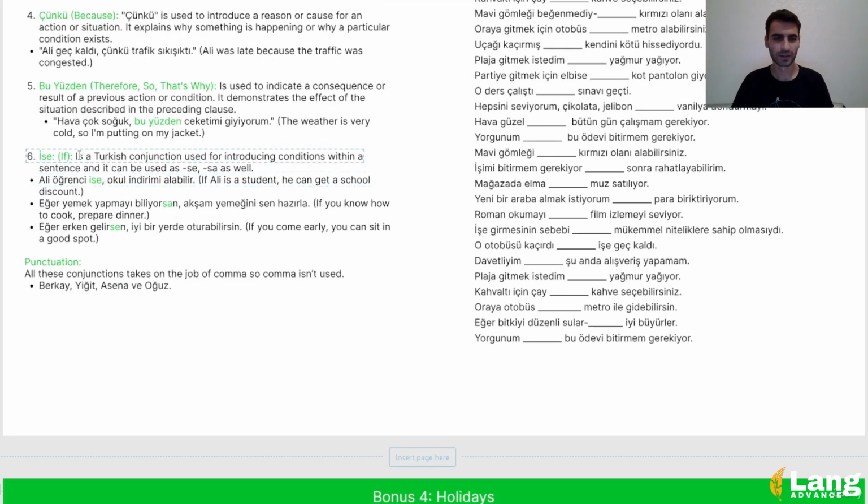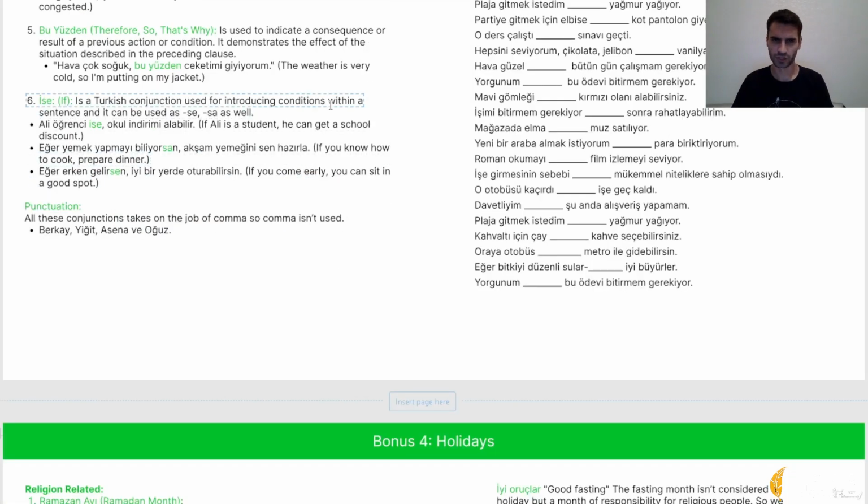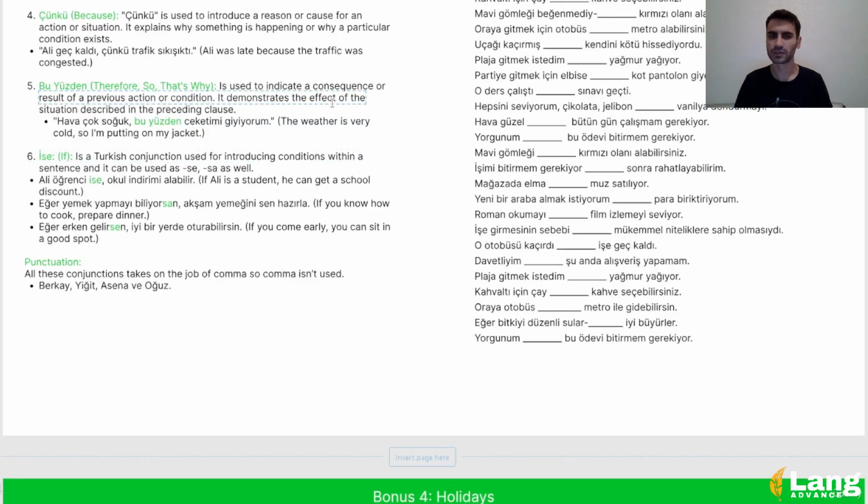İse. If is a Turkish conjunction used for introducing conditions within a sentence, and it can be used as se, sa, like a suffix. Eğer yemek yapmayı biliyorsan, akşam yemeğini sen hazırla. If you know how to cook, prepare dinner. Eğer erken gelirsen, iyi bir yerde oturabilirsin. If you come early, you can sit in a good spot.